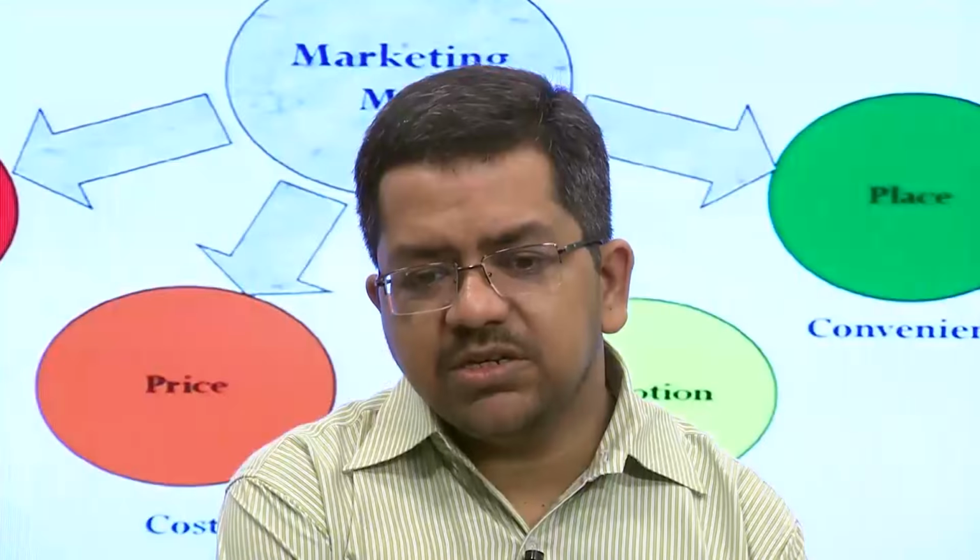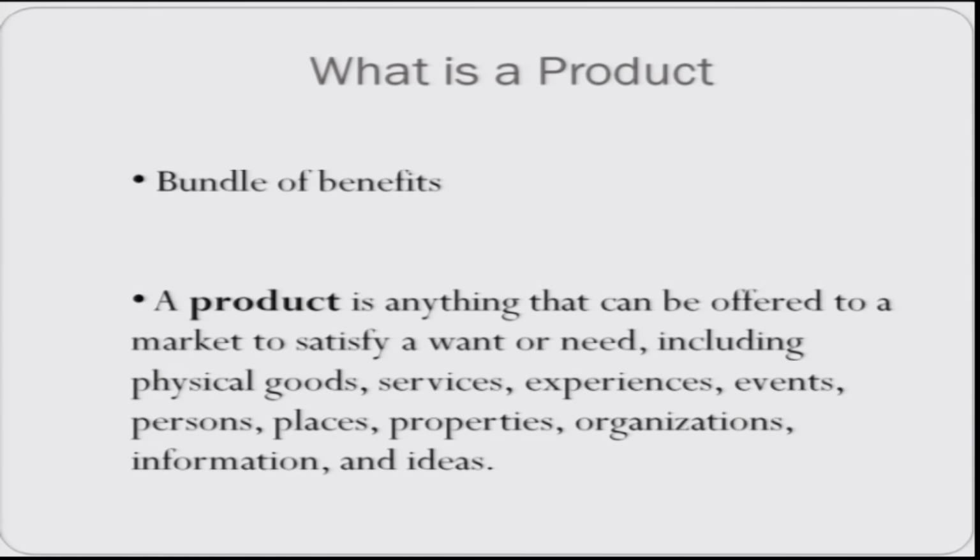Another definition, given by Professor Kotler, is that a product is anything that can be offered to a market to satisfy a want or need, including physical goods. So, it talks about the different types of offerings like physical goods, services, experiences, events, persons, places, properties, organizations, information and ideas. You will see that all of these things in a market are offered by different sellers in the form of their products.